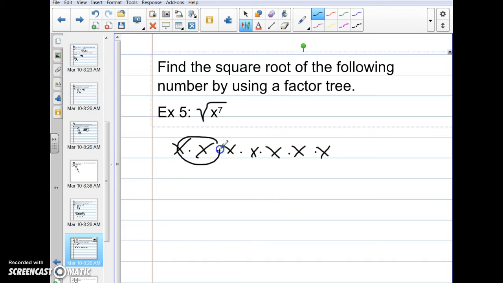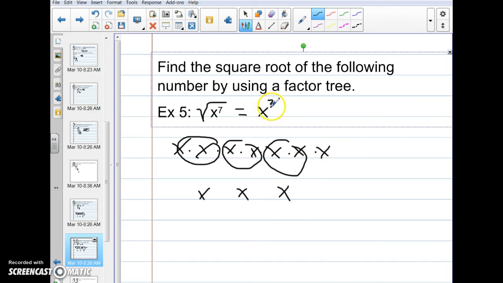Now, I've got a pair here, a pair here, a pair here, and one by itself over here. So this is an x, this is an x, and this is an x. These go on the outside because they're pairs. So I'm going to have on the outside, just like my previous answer, x to the power of 3 because I have 3 pairs.